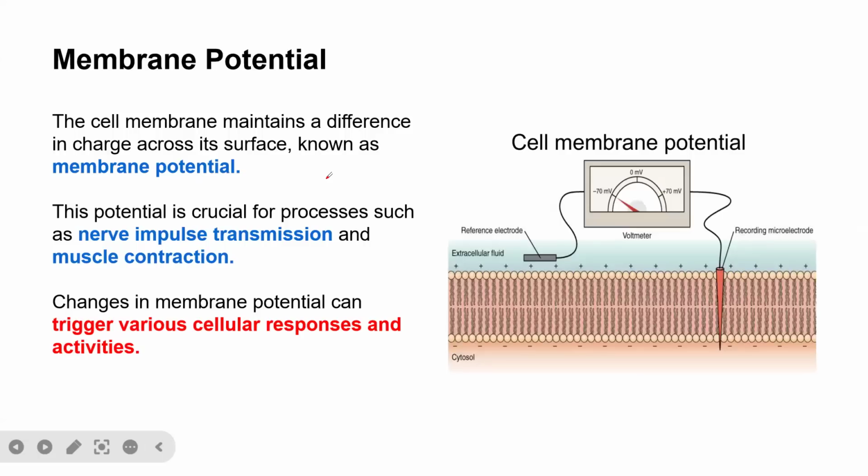So let's look at the charge differences. You see, if you check from the extracellular fluid, the charge is positive, and from the intracellular side, the charge is negative. So this is a charge difference across the surface. What you have in the cytosol is different from what you have in the extracellular fluid, so the charges are not the same. It is these differences that generate the cell membrane potential.